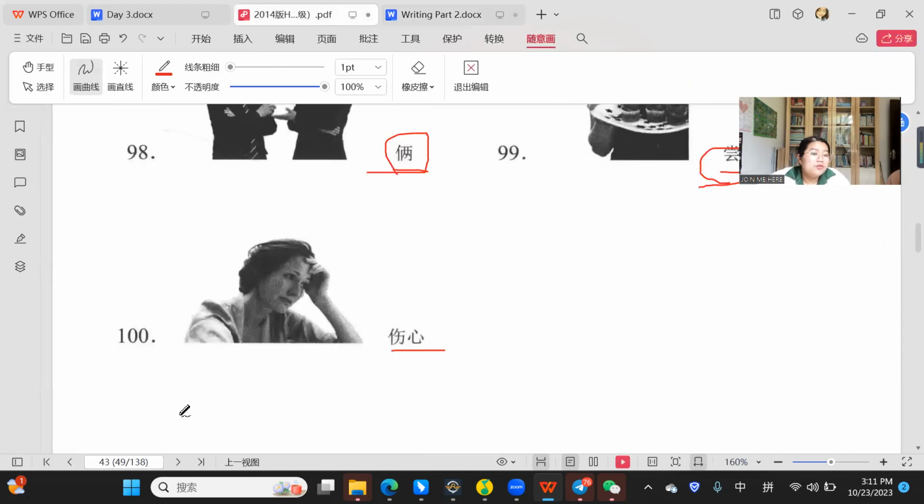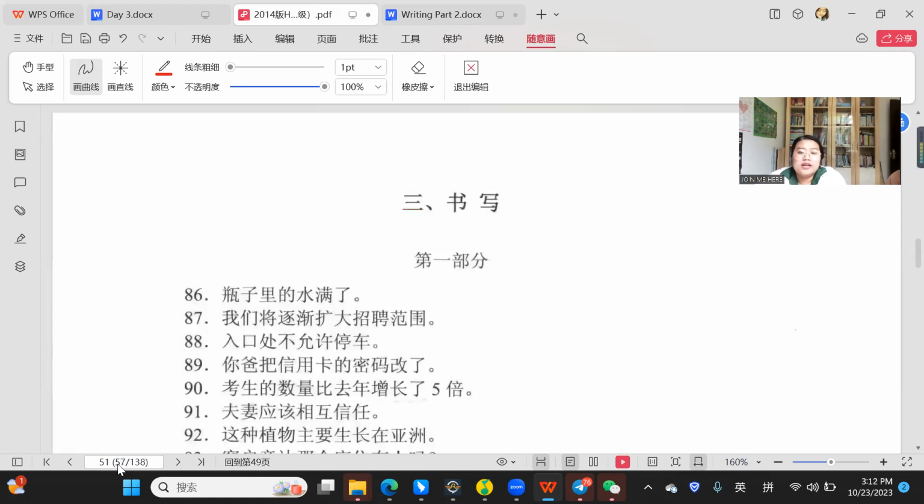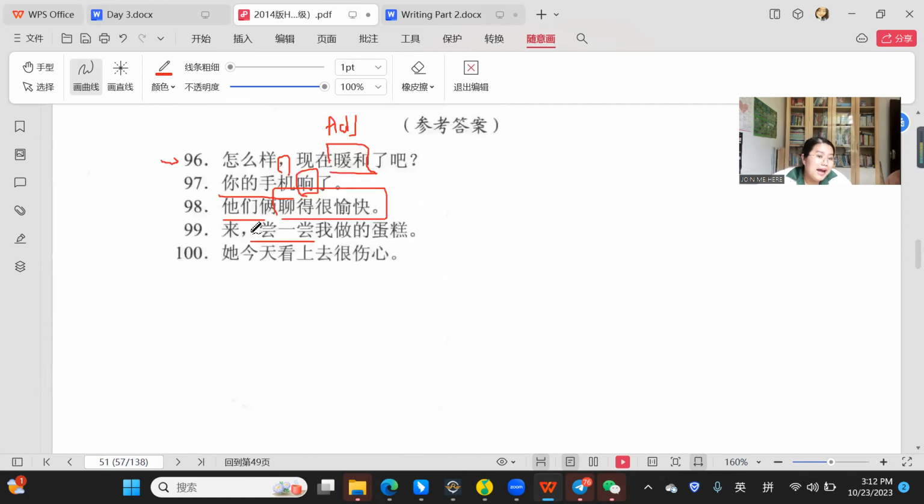And according to the answer, it is written like that. And you have to put this 标点符号, this sign. So if you don't put comma, maybe you don't get a lot of marks. You got wrong. So I don't recommend you to use this kind of pattern. Just say 尝一尝我做的蛋糕 is enough.